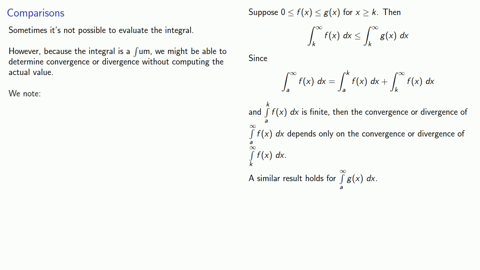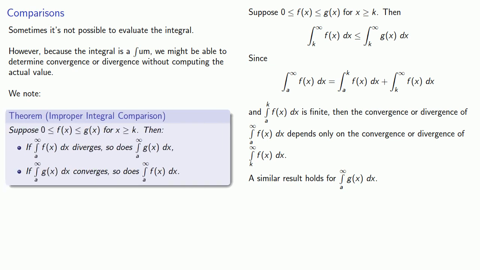What this suggests is the following theorem. Suppose 0 is less than or equal to f of x is less than or equal to g of x for x greater than or equal to some value k. Then, if the integral from a to infinity of f of x diverges, so does the integral from a to infinity of g of x. Likewise, if the integral from a to infinity of g of x converges, so does the integral from a to infinity of f of x. We could look at it another way. If you're larger than a divergent function, then the integral diverges. If you're smaller than a convergent function, the integral converges.